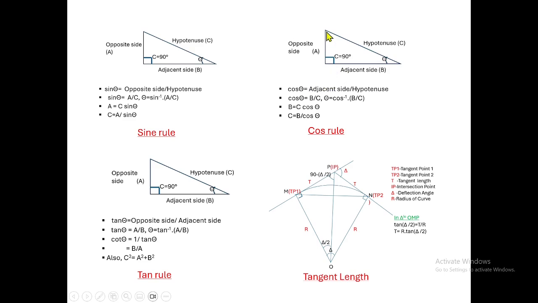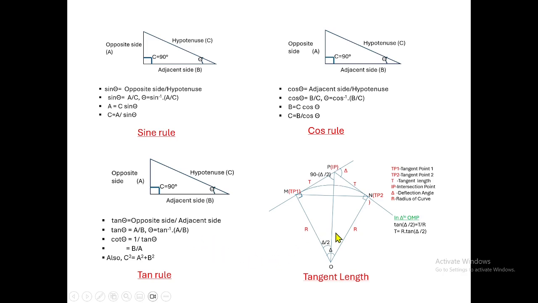Similarly, if we want to find out the x coordinate, we will use the cos rule, that is relating your hypotenuse and adjacent side. And of course the tan rule, which relates the opposite side by the adjacent side. That means tan theta is equal to opposite side by adjacent side, and cot theta is equal to 1 by tan theta. This is also a very important equation, so you should keep it in mind.